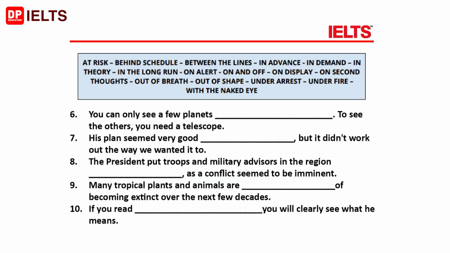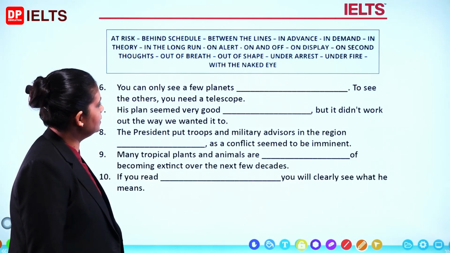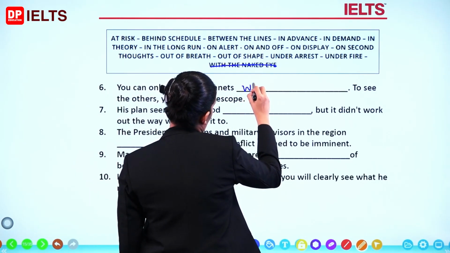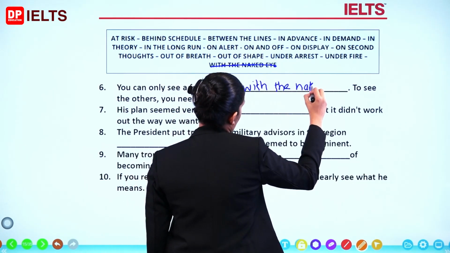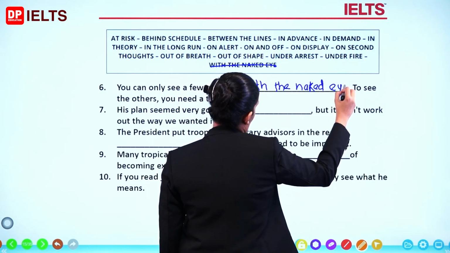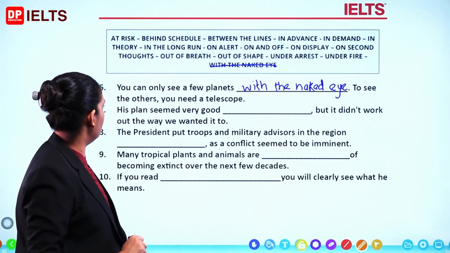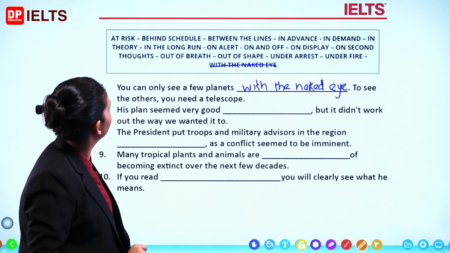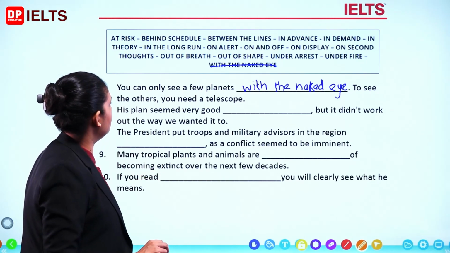You cannot only see a few planets. To see the others, you need a telescope, right? You can only see a few planets with the naked eye. His plan seemed very good, blank, but it didn't work out the way we wanted it to. His plan seemed very good in theory.